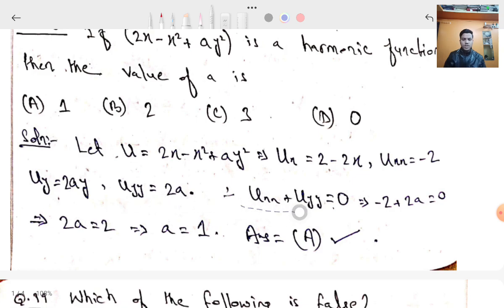Then the Laplace equation is uxx plus uyy equals 0. That implies minus 2 plus 2a equals 0. That implies 2a equals 2. That implies a equals 1. Hence, option A is correct.